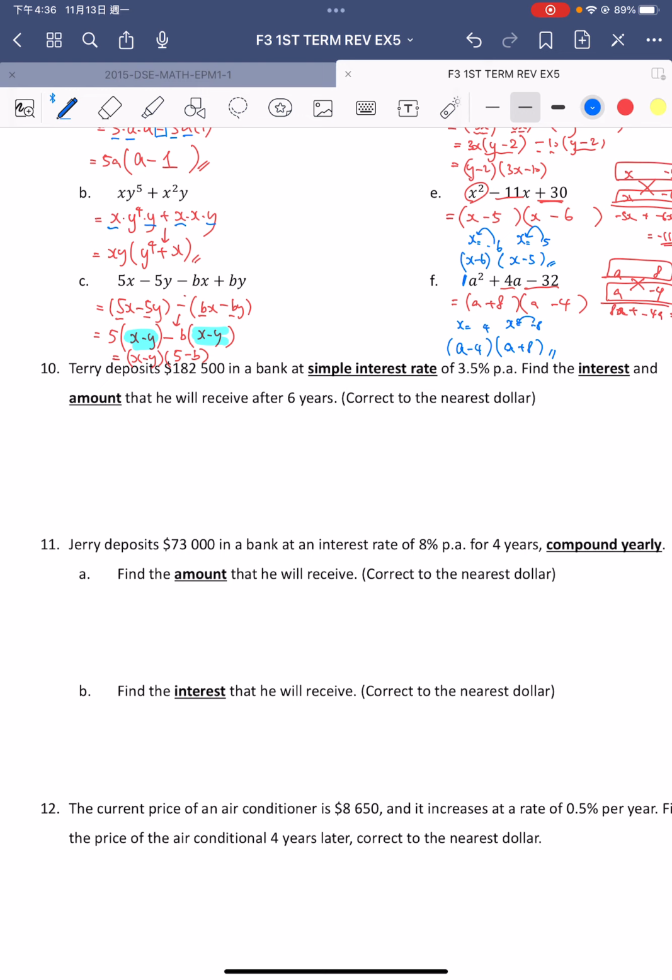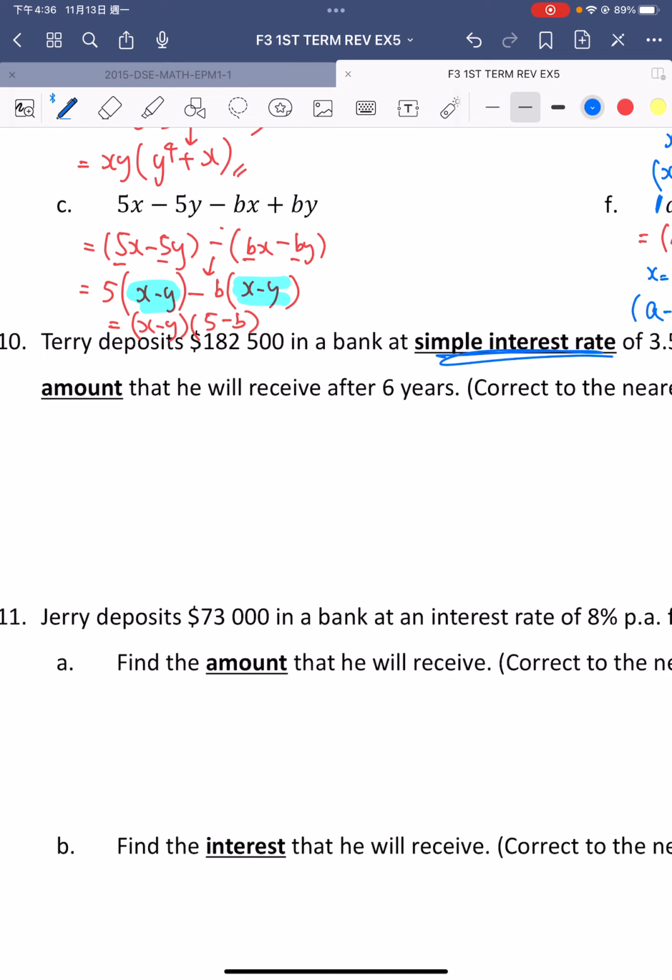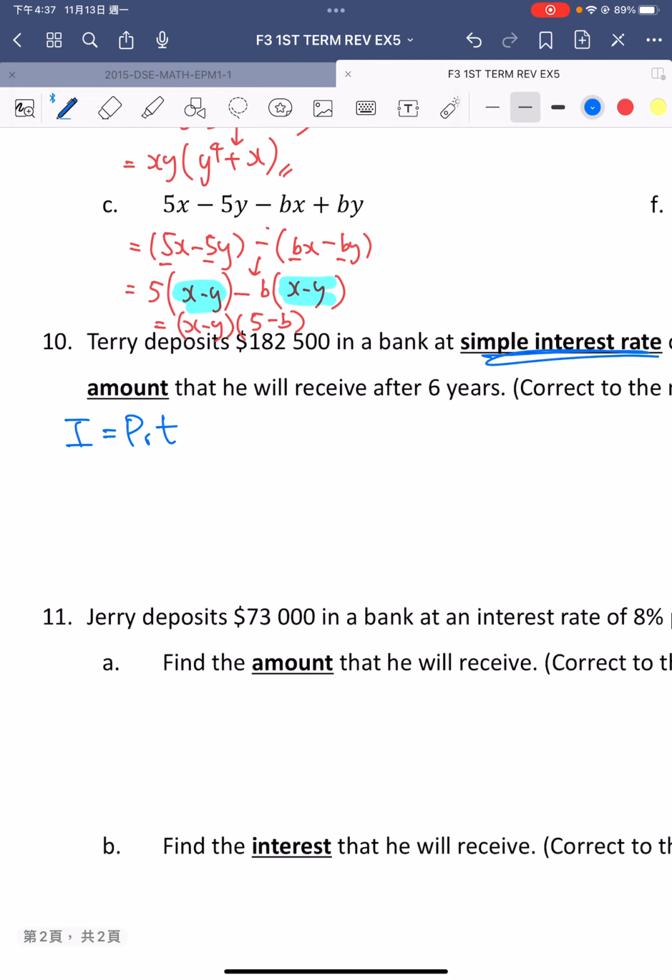So for question 10, Terry deposits a huge amount of money, 182,500, in the bank with a simple interest rate. So please remember, simple interest is calculated using the formula I is equal to PRT. Okay, so now we want to calculate the interest together with the amount.